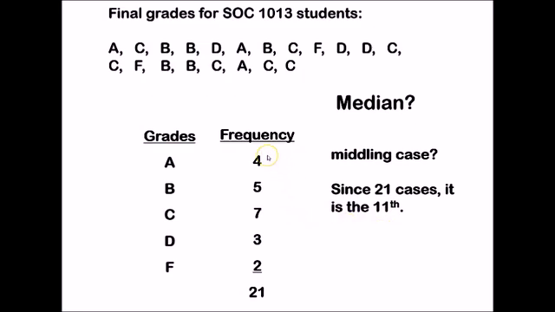And let's count down then to the 11th case. We have 4, 5, that would be 9 altogether. And then we have 7 C's. So in this case, the median would be a C, right? Because the 11th case is within this particular category. 9 students here, and then, of course, 7 here, and that 11th case would be among those. So far, so good.